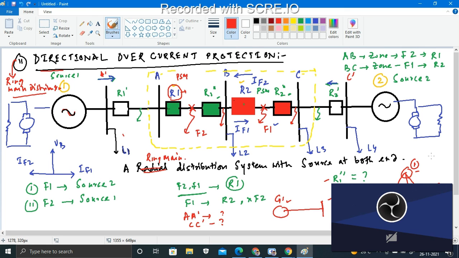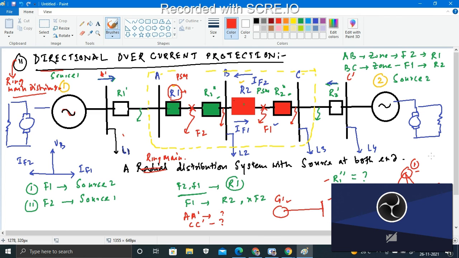In that case we have to consider the current magnitude as well as the phase angle, for decision making about in which direction the fault lies. That is the directional overcurrent protection. This kind of relay is used in a subtransmission network having a ring main distribution system. Is it okay?